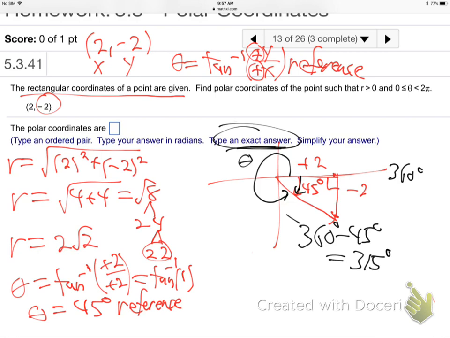So do what I did, get the 45. I would just work in degrees. Get the 45, and because 45 is the reference, 315 is the actual angle, and then just convert that back to radians, because they do want a radian answer. So how do we take 315 and convert it? Take 315 degrees times what? Pi radians over 180 degrees.